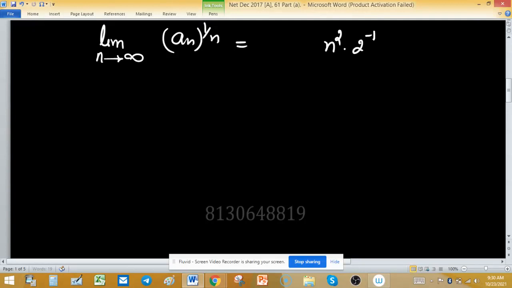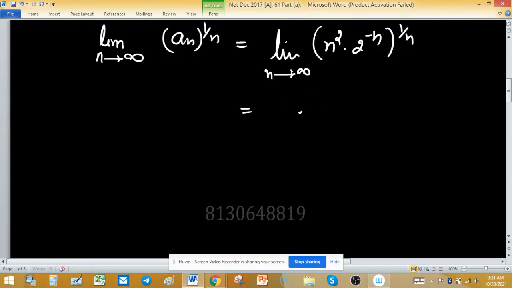So we are checking the convergence of the given series. I'm going to apply the ratio test, sorry, the root test. So we need to compute the limit as n tends to infinity of an raised to the power 1 upon n, and an is n square into 2 raised to the power minus n, raised to the power 1 upon n, and we need to take the limit as n tends to infinity.